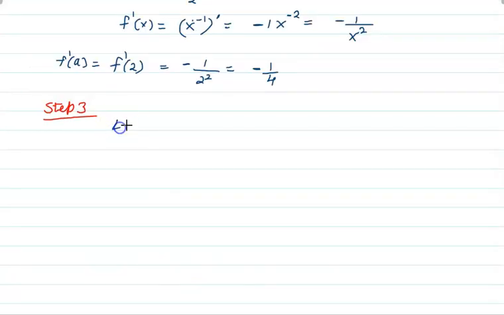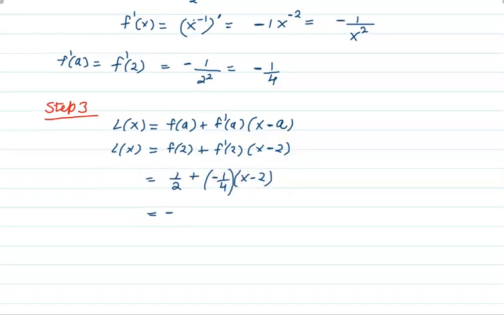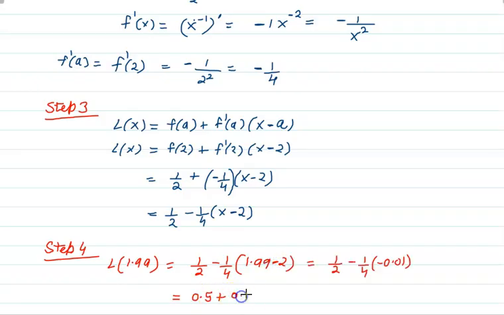For the next step, we just write the formula for linear approximation. The value of a is 2, so we just plug in a as 2. So this is the formula we got for linear approximation. For the next step, we just plug in the given value of x. Since it says to approximate 1.99, we are going to replace x with 1.99. After simplifying it, we get the final answer as 0.5025. This is how we work on linear approximations.